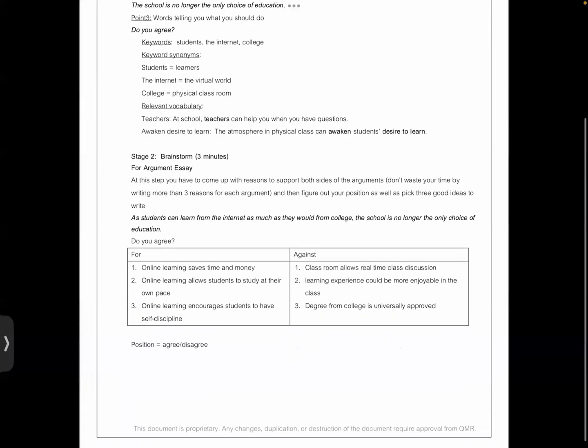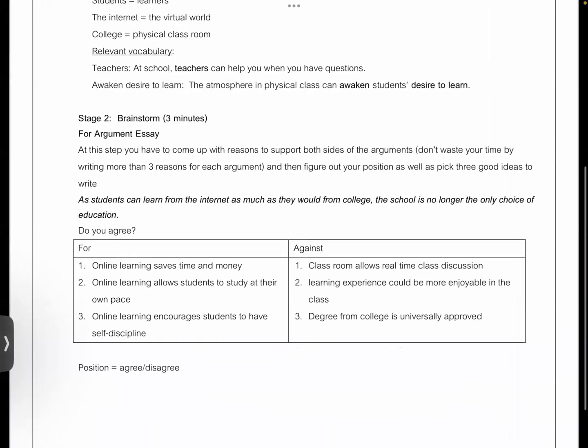In the second stage, you just want to come up with some ideas. You have to be a little bit unbiased here. So do not try to answer the question. Don't take a position.